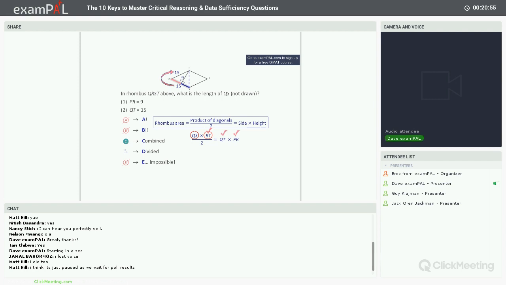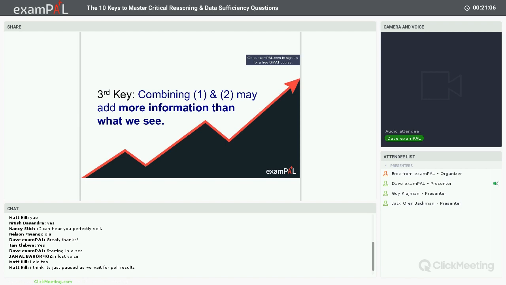Now, I know that was a bit fast and a bit difficult, and I hope you still followed the gist of what I'm saying. Again, you can go over the material yourself later, but the point, and what this exemplifies, is our third key: combining 1 and 2 may add more information than what we see. What do I mean by that?